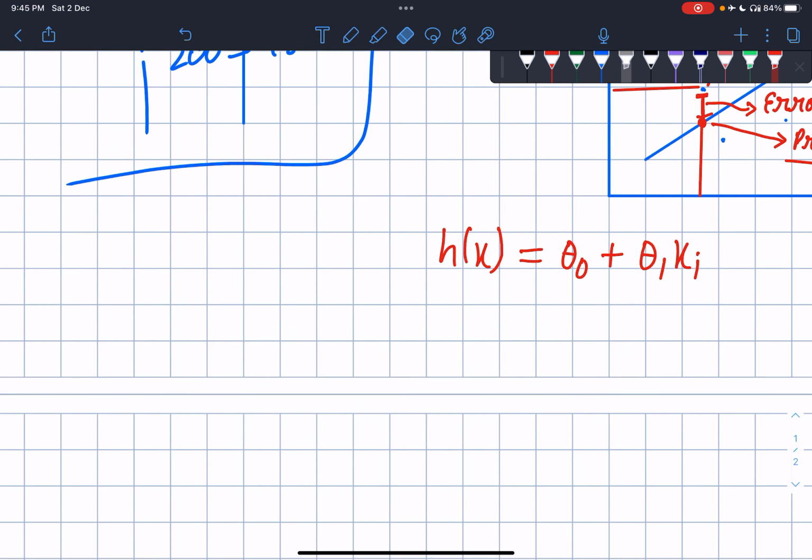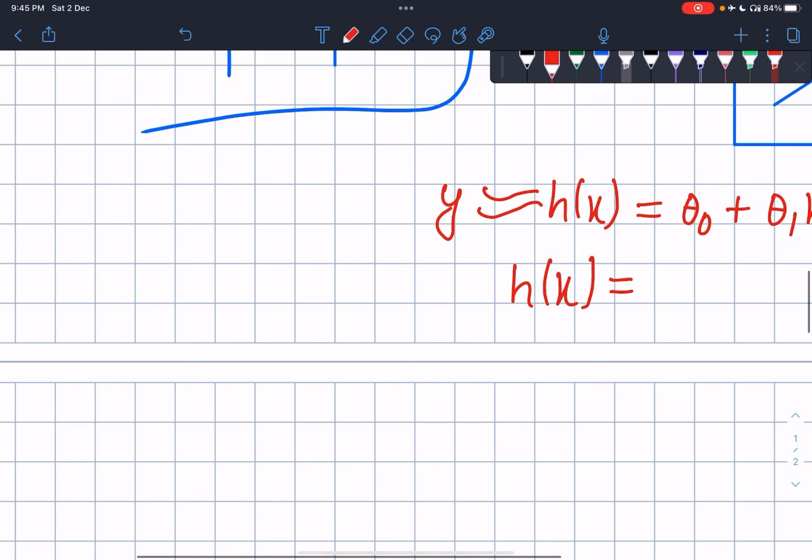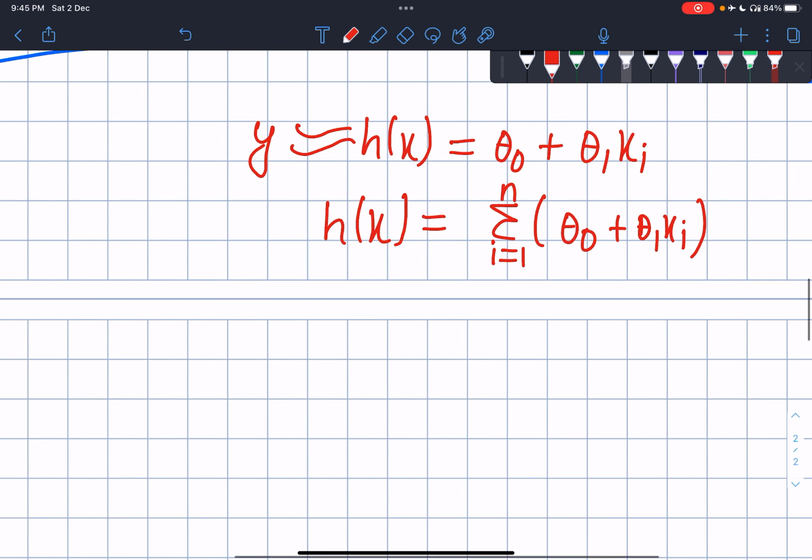Now how will you write it in a good form? The hypothesis h is approximately equal to y. How will you write this? H of x, this is the input, will be the summation from 1 to n of theta 0 plus theta 1 xi. This is something we know, a function of this kind.